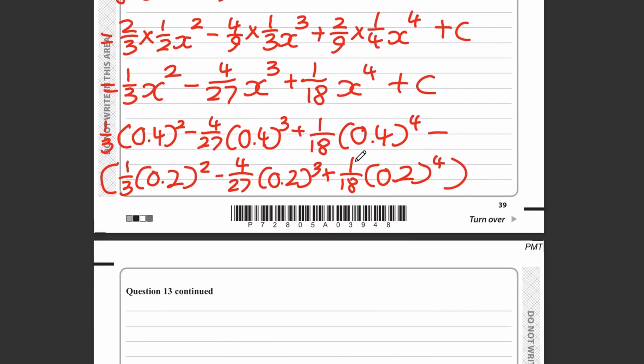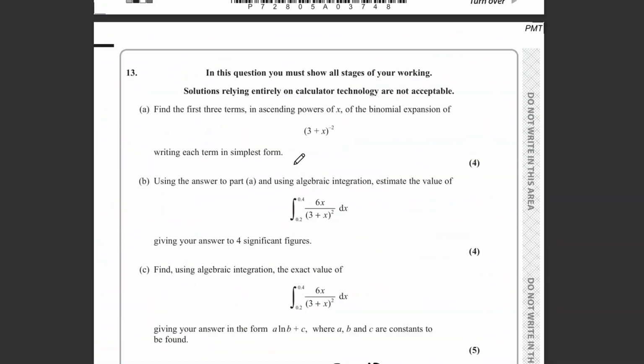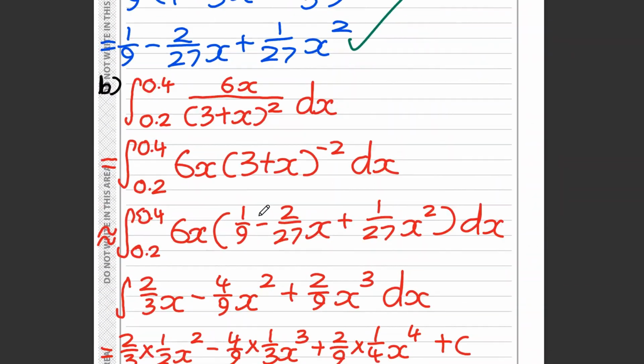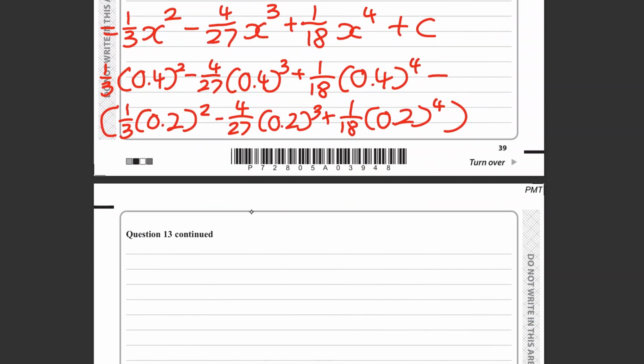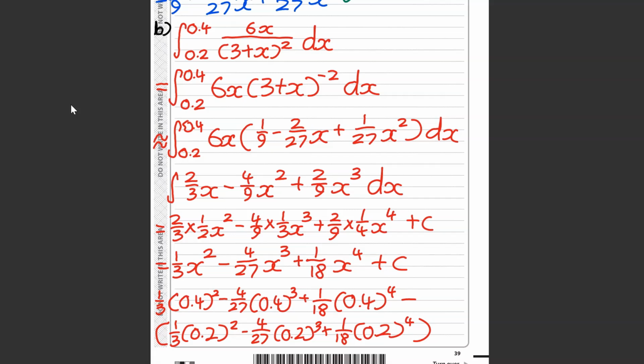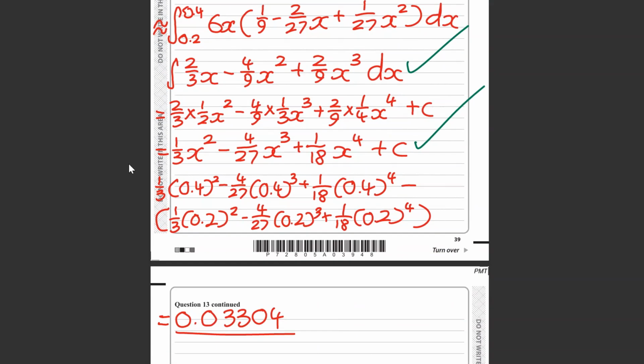And then this here, if you put this into your calculator, it says it wants it to 4 significant figures. If you put this into your calculator, it's equal to 0.03304 to 4 significant figures, and then this here is the final answer. This is worth 4 marks. In order to get the 4 marks, you get 1 mark for getting it into this format here, you get another mark for integrating it into this format, you get another mark for subbing in the 0.4 and 0.2, and you get another mark for getting this final answer here.